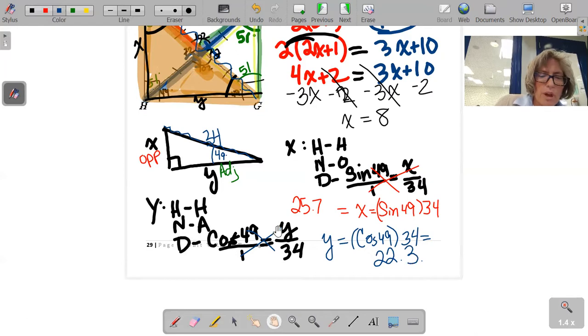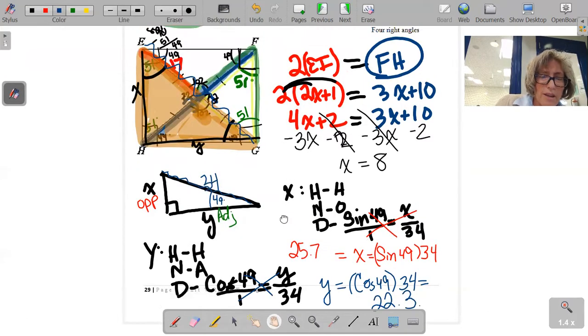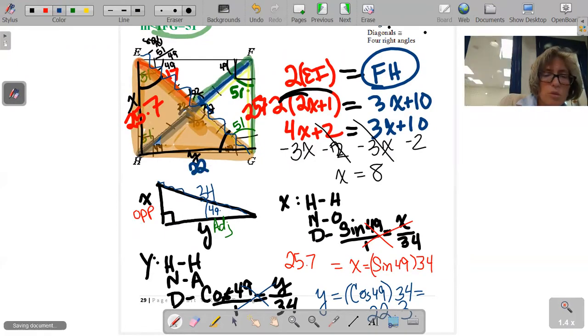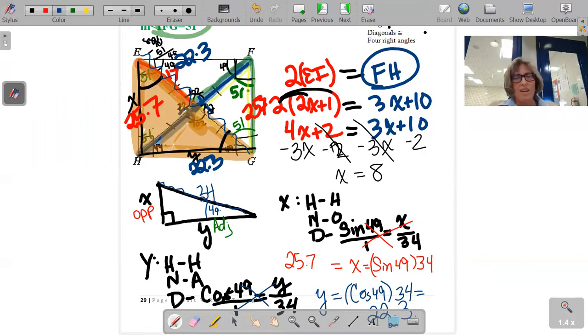So now you have all your side lengths, and obviously it's not drawn to scale, and that's totally okay. So we have here 25.7, 25.7, and this one right here 22.3, and 22.3. Lots of information for a rectangle.